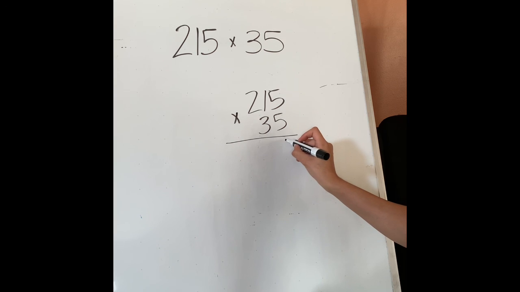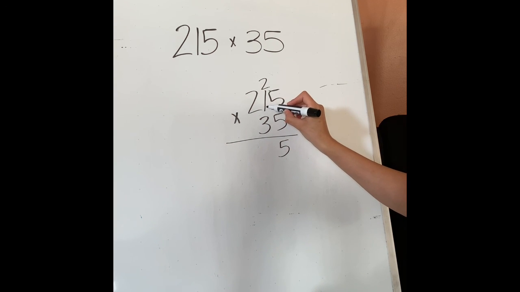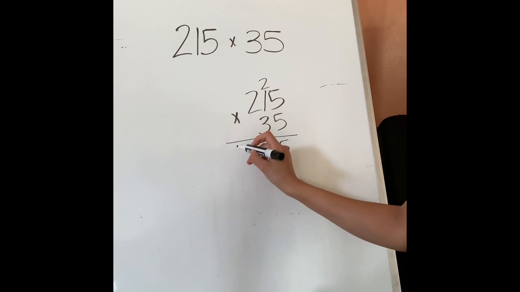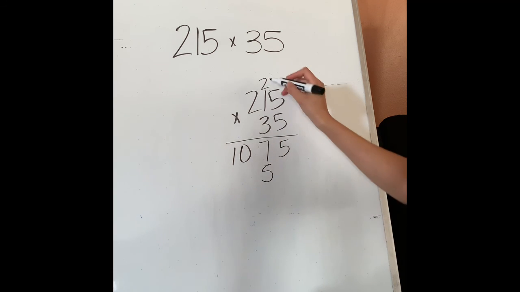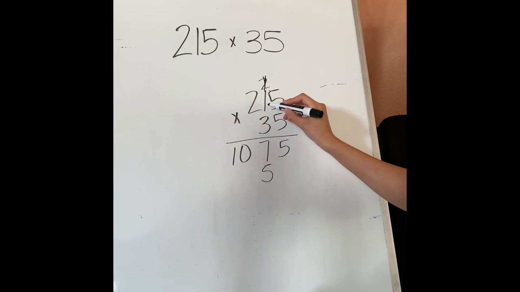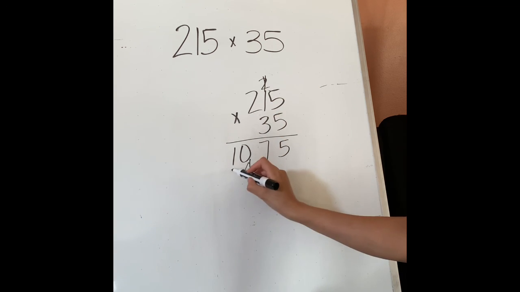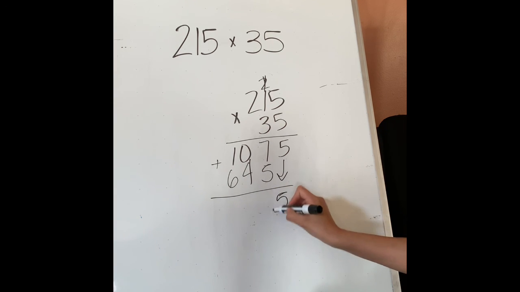5 times 5 is 25. 5 times 1 equals 5 plus 2, 7. 5 times 2 equals 10. So now 3 times 5 equals 15. 3 times 1 equals 3 plus 1 is 4. 3 times 2 is 6. So then we just add, drop down the 5.